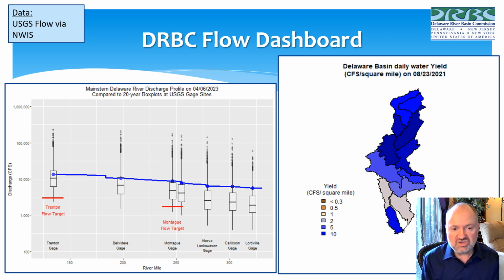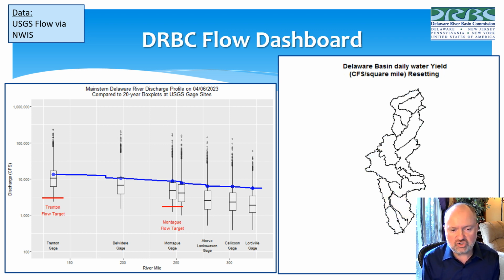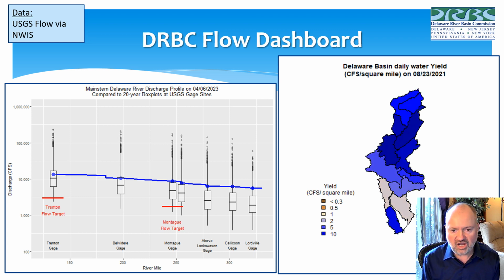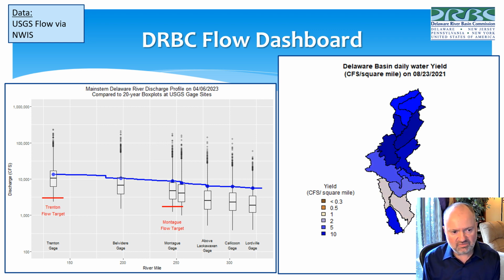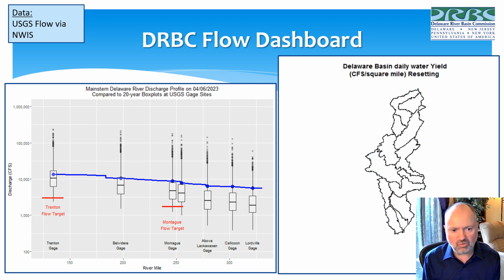And we plot that against a backdrop of box and whisker plots representing a 20-year period of record. So we can see that for that individual day, in the upper part of the basin, which is on the right-hand side of that plot, we have values that are higher than the 75th percentile, but down at Trenton at the left-hand side, we're within the interquartile range. We also have flow targets at Trenton and Montague, and again, we can see that we're above those flow targets, and that's where we want to be.